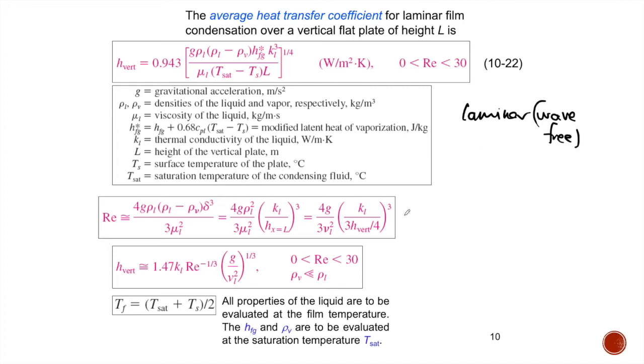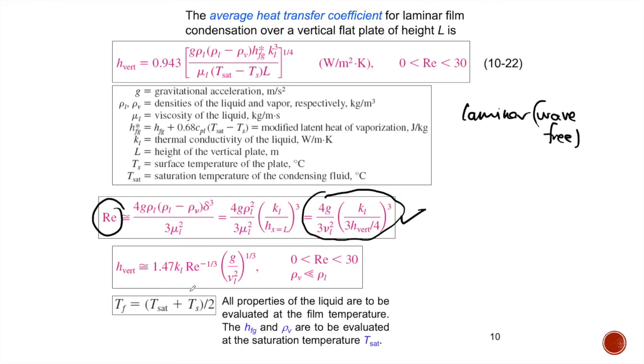Therefore, in laminar wave-free, the equation for us to find the Reynolds number will be this one. So the k here is the thermal conductivity of the liquid, g is the gravitational acceleration, and nu here is the kinematic viscosity. Then h vertical is from this equation, and you will substitute into this equation in order for you to find what is the Reynolds number.